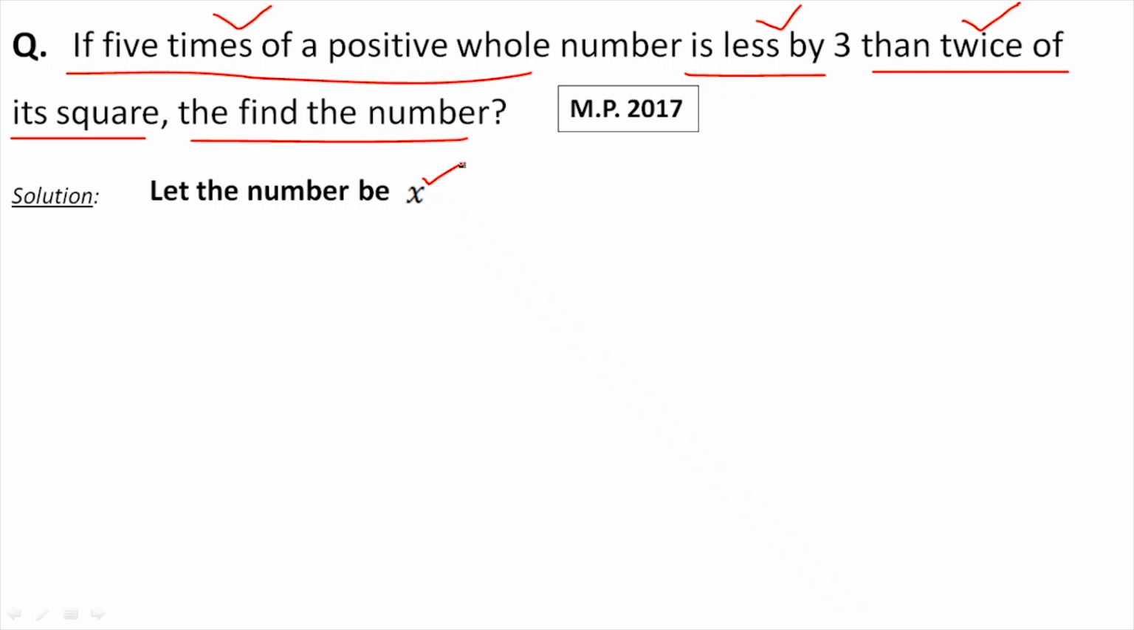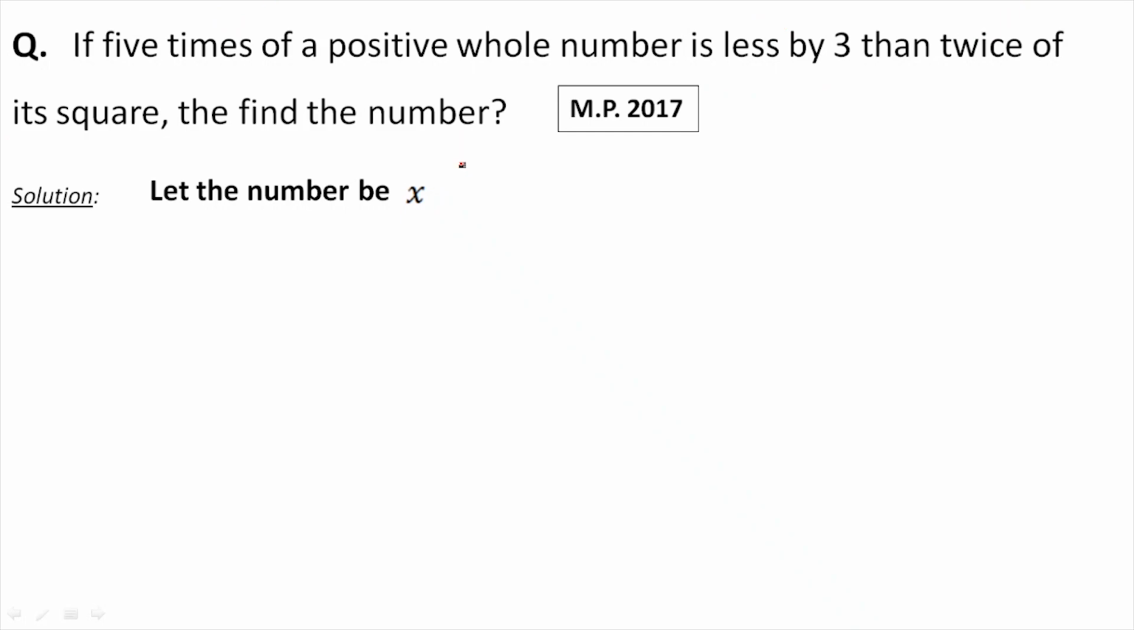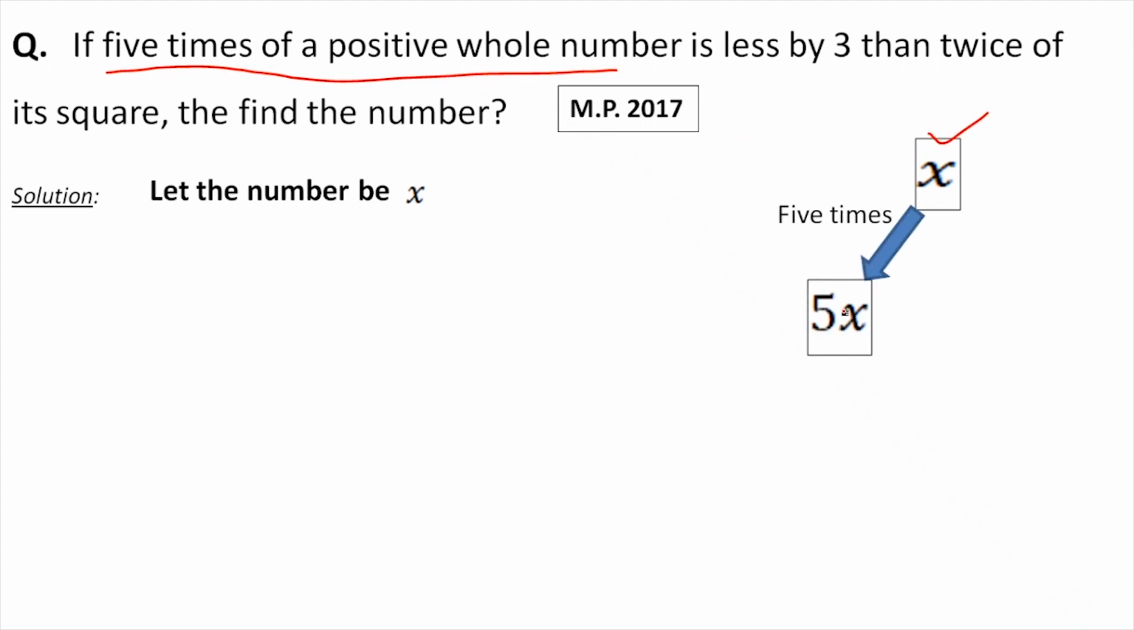Now let's try and see the conditions. Suppose x is the number. What is 5 times that positive whole number? If the number is x, then 5 times will become 5x. So 5 times a positive whole number is 5x.